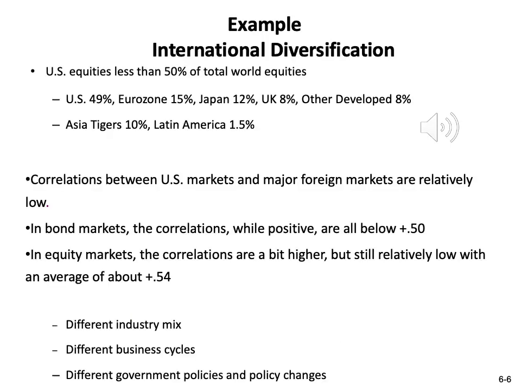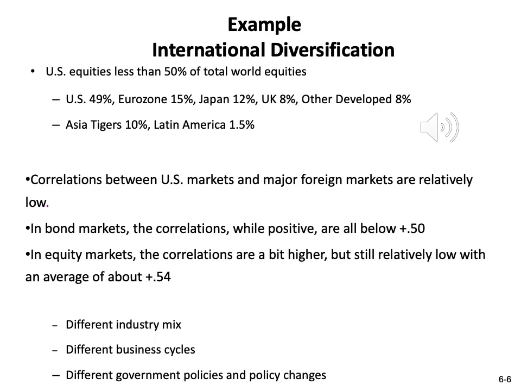Here we have an example of international diversification. The US stock market accounts for about 50% of the total world equity markets. We also have the Eurozone accounting for about 15%, Japan 12%, and UK 8%.